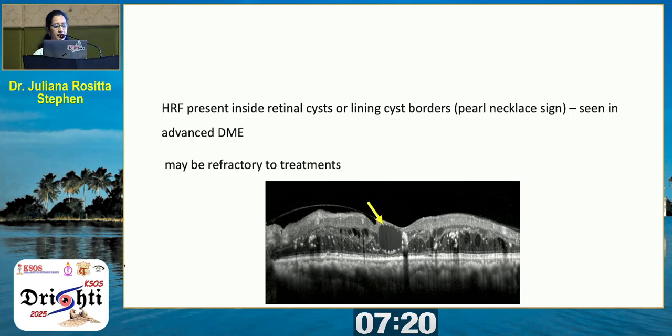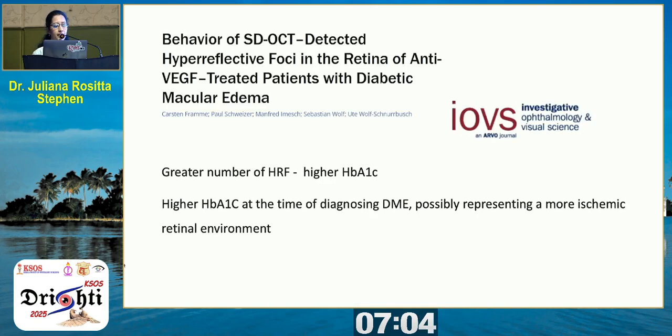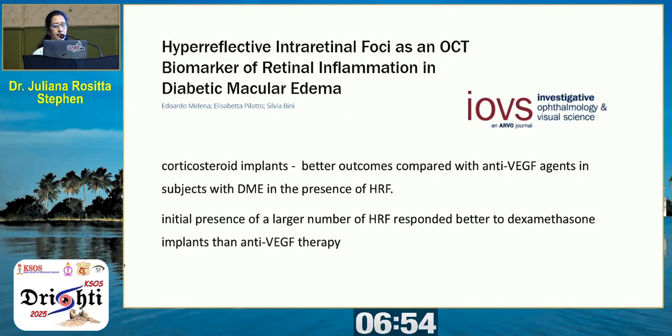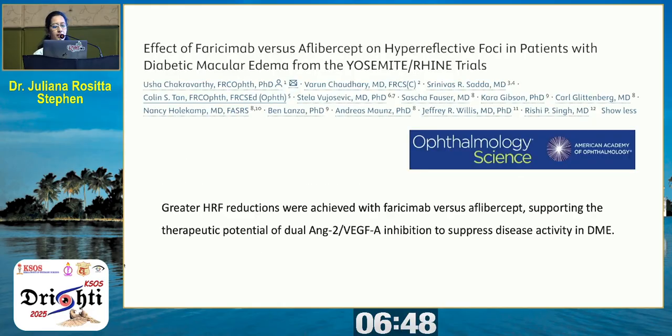HRF present inside the retinal cyst or lining the cyst borders is termed as pearl necklace sign. Such a sign is seen in advanced DME, and patients with such a sign may be refractory to treatments. Greater number of HRF is present in patients with higher HbA1c levels, which reflects a more ischemic retinal environment. And such patients respond better with corticosteroid implants. So, among the anti-VEGF, faricimab performs better with patients with hyperreflective foci.